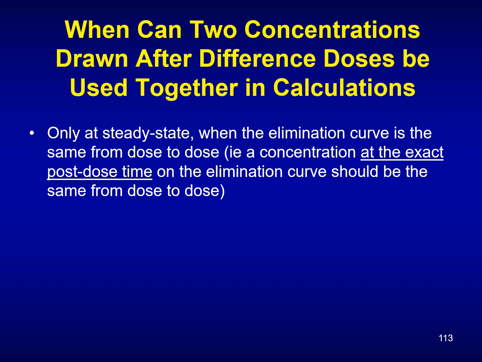So when can we use two concentrations drawn after two different doses together to calculate the patient's true PK parameters? We can only do this at steady state, when the elimination curve is the same from dose to dose. So a concentration at the exact post-dose time on the elimination curve should be the same from dose to dose.